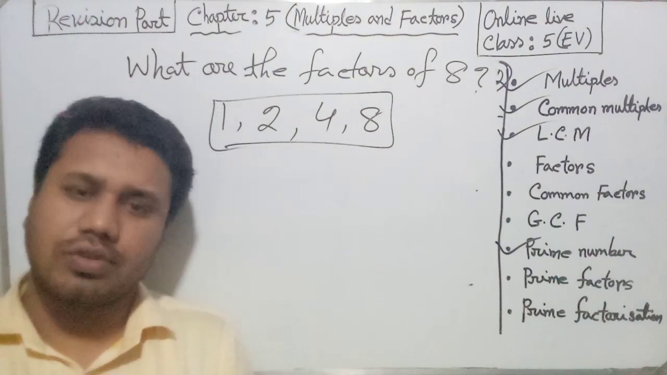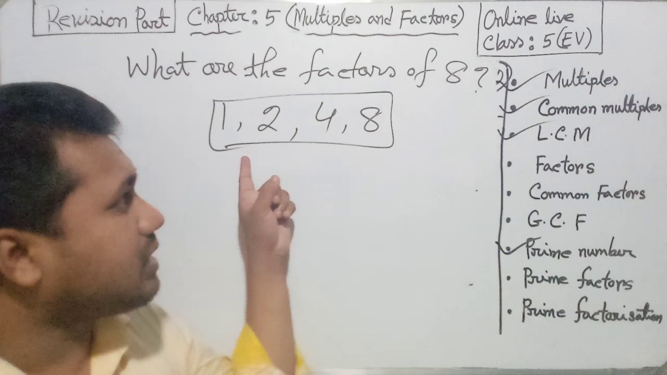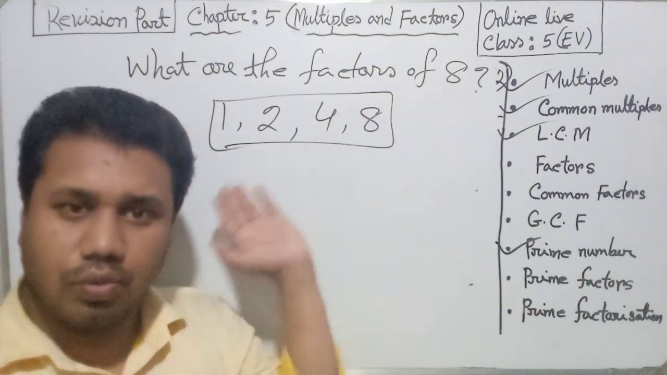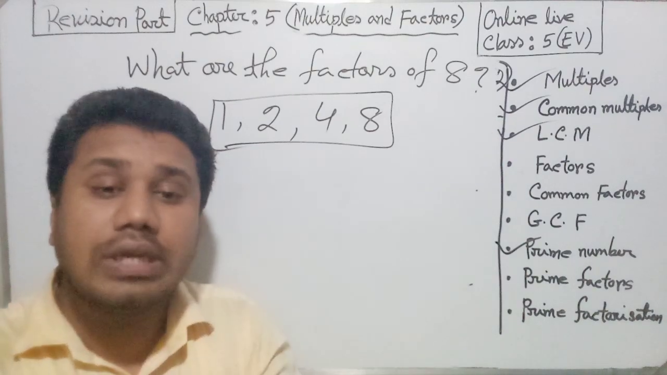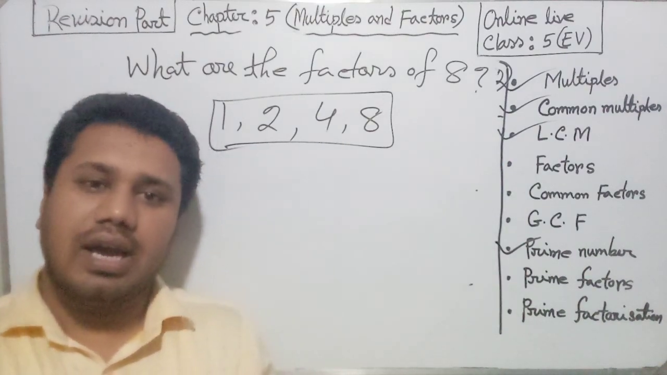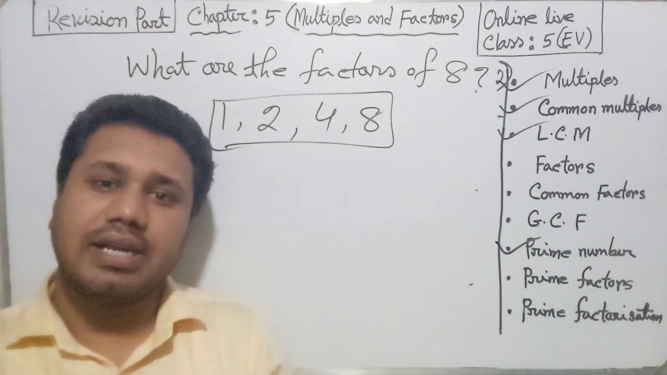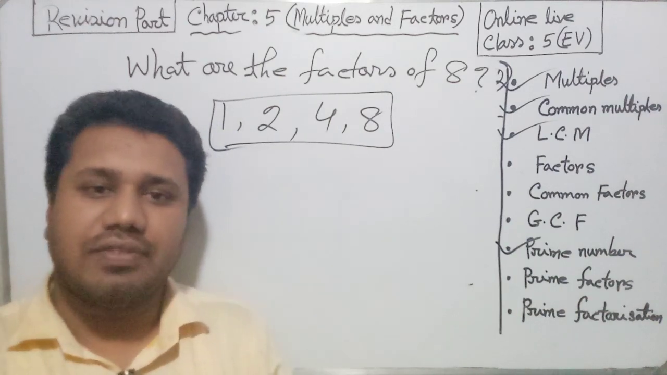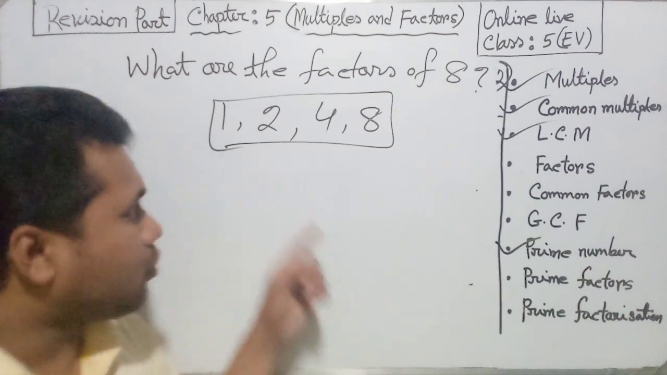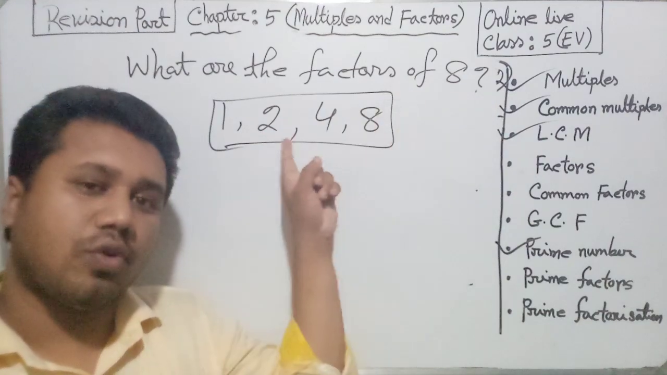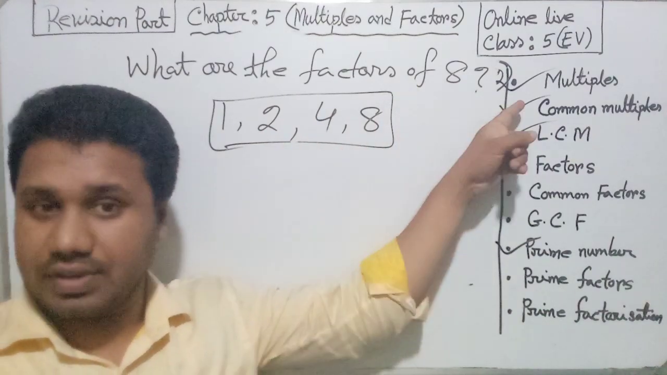Why are they the factors of 8? Because by using these numbers, we will be able to divide 8 without remainder. When a number can divide any number without remainder, then we can say this number is a factor of that number. So here 1 is a factor of 8, 2 is a factor of 8, 4 is a factor of 8, and also 8 is a factor of 8.